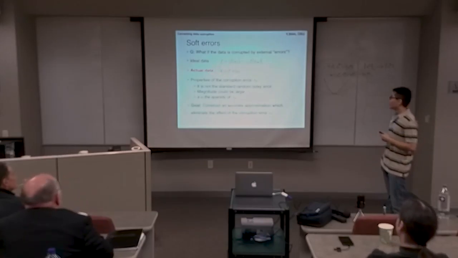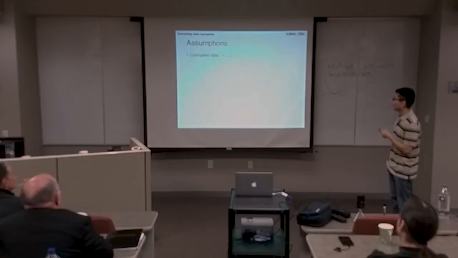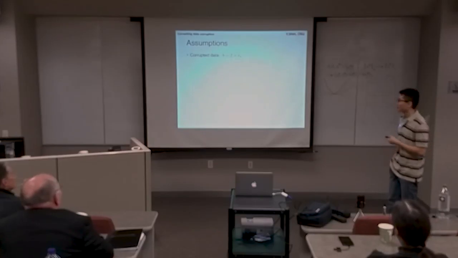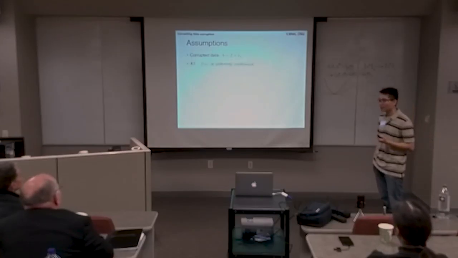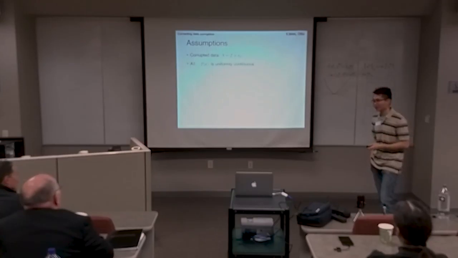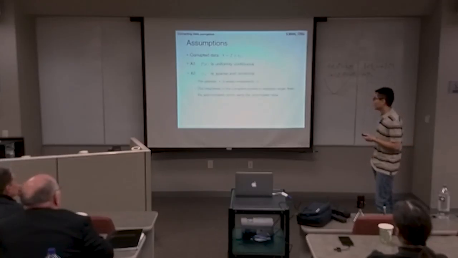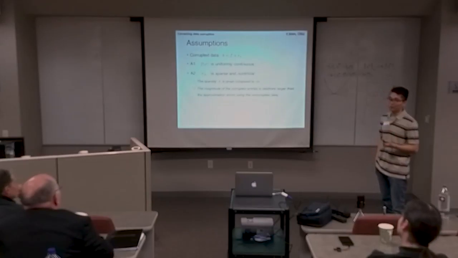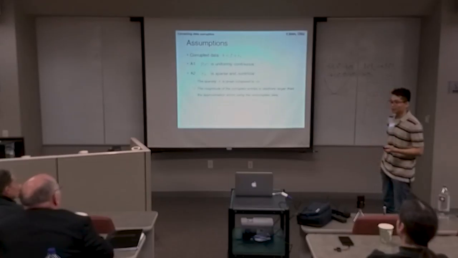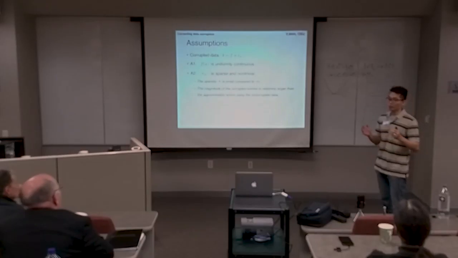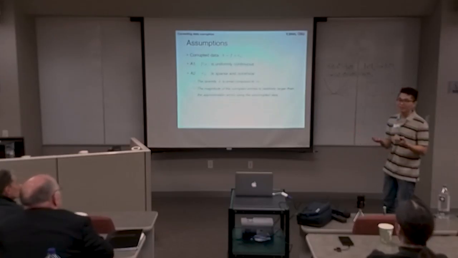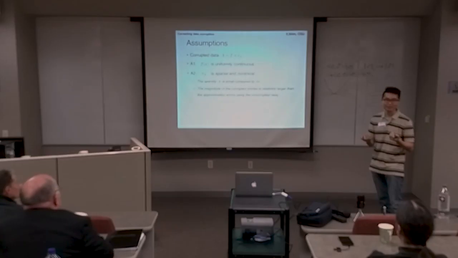The method we are going to use, as I mentioned in the very beginning, but let me explain the assumptions first. So here are the assumptions we made. First, our target function is uniformly continuous. And the second assumption is that our corruption error is sparse and non-trivial. Sparse means that the portion of corrupted data shouldn't be too large. So if more than half are corrupted, we can barely distinguish which one is really true or not.